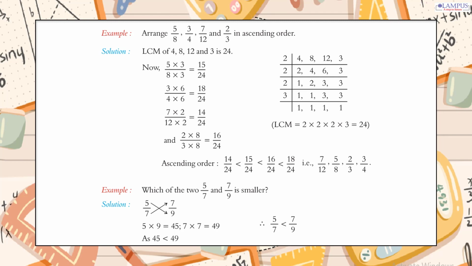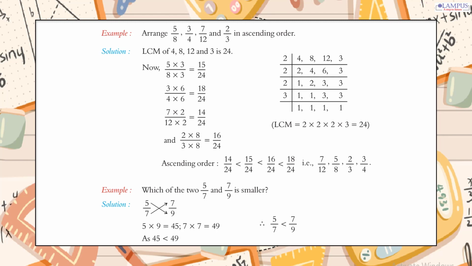7 multiply by 2 whole divided by 12 multiply by 2 equals 14 by 24. And 2 multiply by 8 whole divided by 3 multiply by 8 equals 16 by 24. Ascending order: 14 by 24 less than 15 by 24 less than 16 by 24 less than 18 by 24. That is, 7 by 12, 5 by 8, 2 by 3, 3 by 4.